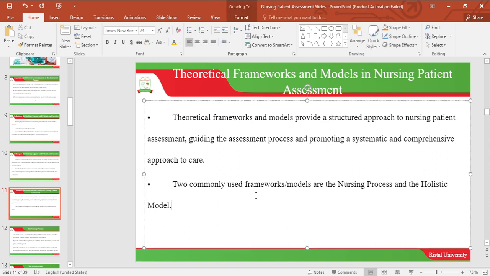Let's look at theoretical frameworks and models in nursing patient assessment. Theoretical frameworks and models provide a structured approach to nursing patient assessment, and they guide the assessment process and also promote a systematic and comprehensive approach to care. The two commonly used frameworks or models are the nursing process and the holistic model.